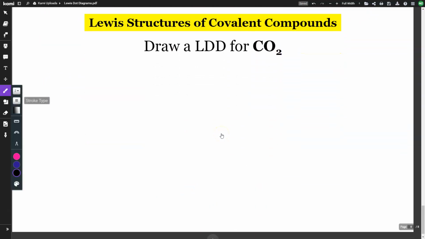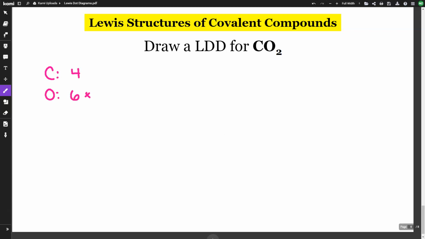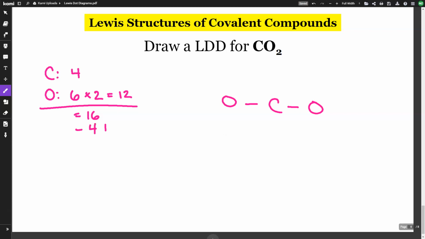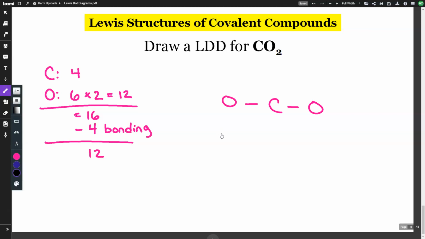All right, let's do one last one here. So we have carbon and we have oxygen. Carbon has 4, oxygen has 6, and there are 2 of them, which makes 12. 16 total. Carbon goes in the middle. Oxygen goes on either side. Single bond everything. That's 4 that we've used in bonding. 16 minus 4 gives us 12. 1, 2, 3, 4, 5, 6, 7, 8, 9, 10, 11, 12.